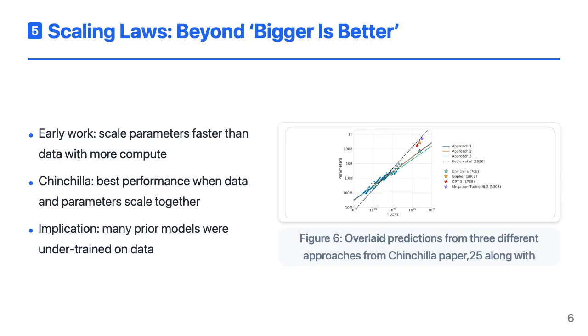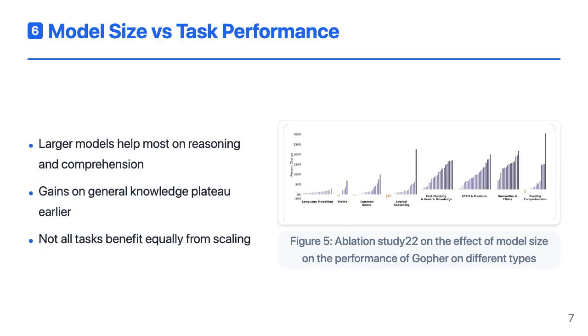For a while, the field assumed that simply increasing parameter count was the main path to better models. Kaplan and colleagues quantified how loss improves as you scale model size, data, and compute, and recommended scaling parameters faster than data. The Chinchilla paper revisited this and found something striking. For a fixed compute budget, the optimal strategy is to scale data and parameters roughly equally. That means many large models were actually too big for the amount of data they saw, and could have been smaller, but better trained.